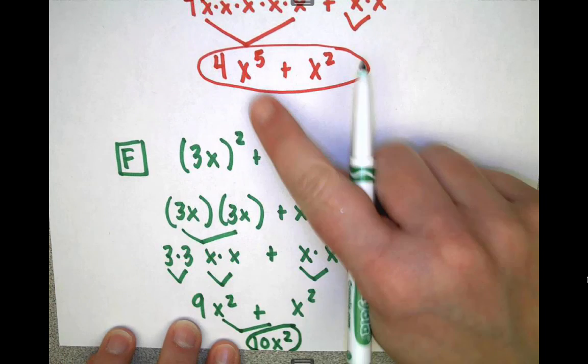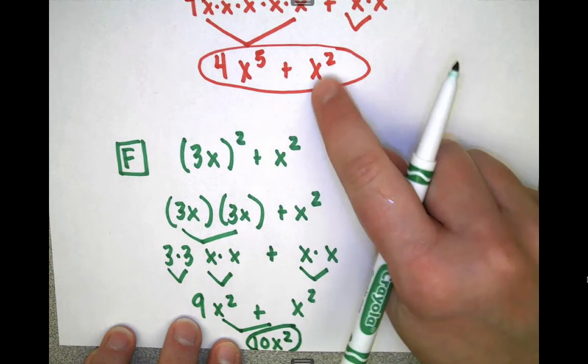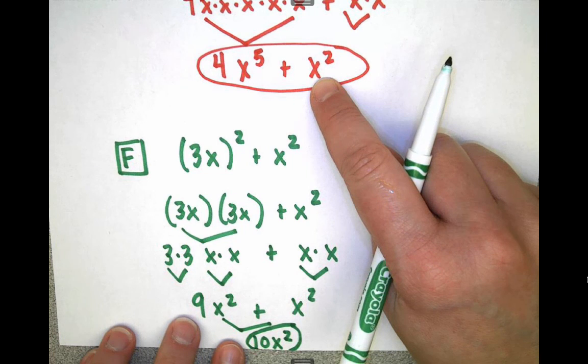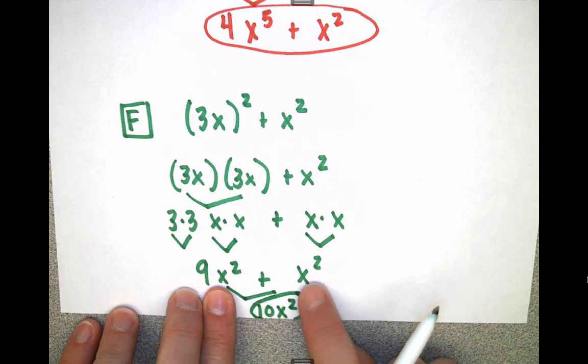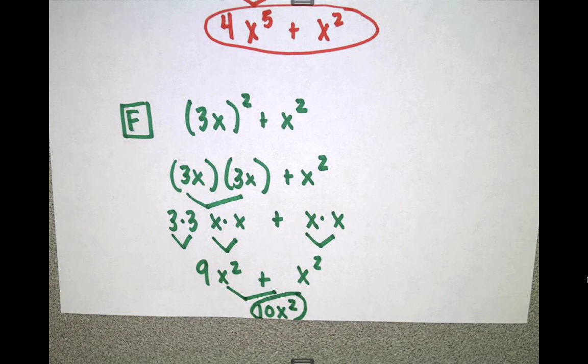But up above, I couldn't add them together because x to the 5th plus x squared, they're not like terms. They don't go together. But these do. X squared plus x squared, 9 of them plus 1 more makes 10 of them, 10x squared. So you can kind of see the difference in that problem.